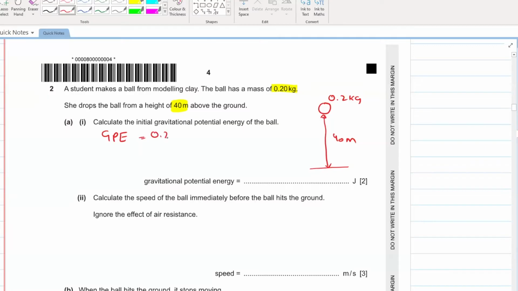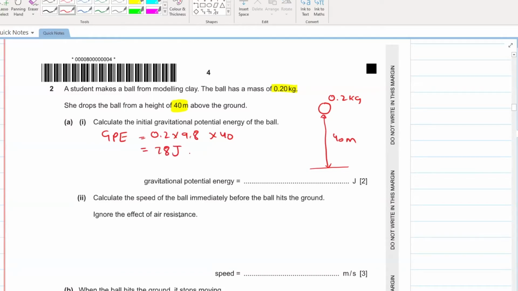What is the mass? 0.2. What is g? 9.8. What is height? 40. You will use 9.8 as your gravitational field strength throughout your O levels or IGCSE paper. This comes out to be 78 joules.